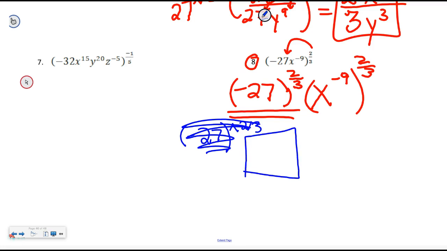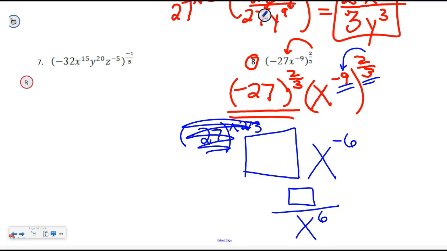I don't even have a calculator on me, so on the next one, when I distribute these powers in, I multiply them. So I do negative 9 times 2/3, which would give you a negative 6. The problem with that is I can't leave negative exponents. So I'd have to take that negative 6 and put it on the bottom as x to the 6th. And on the top would be whatever you got when you did negative 27 to the 2/3 power.